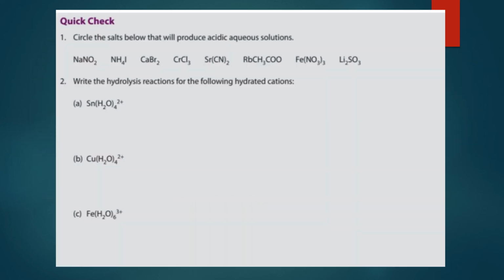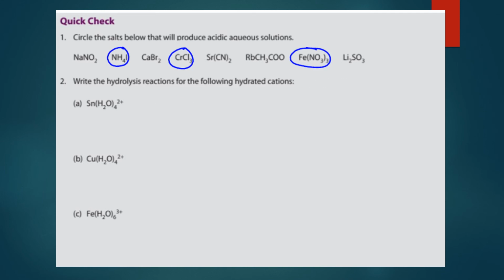Okay, another quick check here. So lots of questions just to see if you're understanding hydrolysis. Again, nothing really new in this case. We're going to circle the salts below that will produce acidic aqueous solutions. So split them apart, cancel out any spectator ions, and then see which ones will undergo an acid hydrolysis.